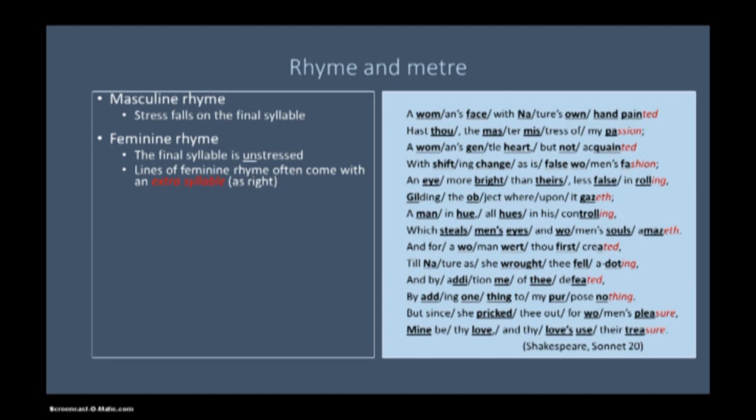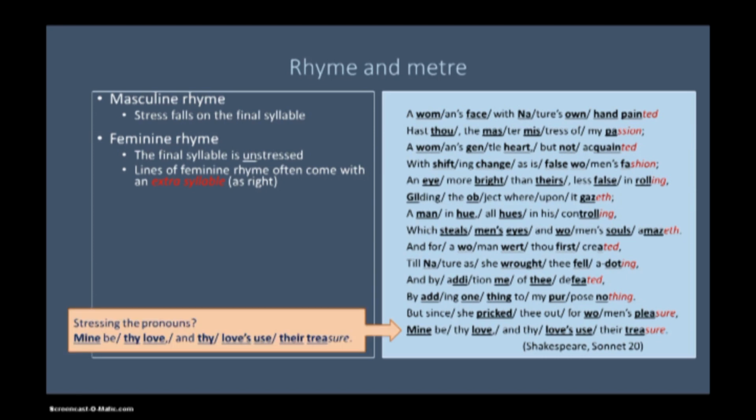And here on the slide we've got a version that I've broken down into feet. Many of the lines could be stressed in a variety of ways. From that final line, for example, you could quite feasibly stress the pronouns thy and their and end up with a line that is full of emphatic stresses. However, what is clear is that each of the lines is 11 syllables long, with the final syllable of each line left unstressed.